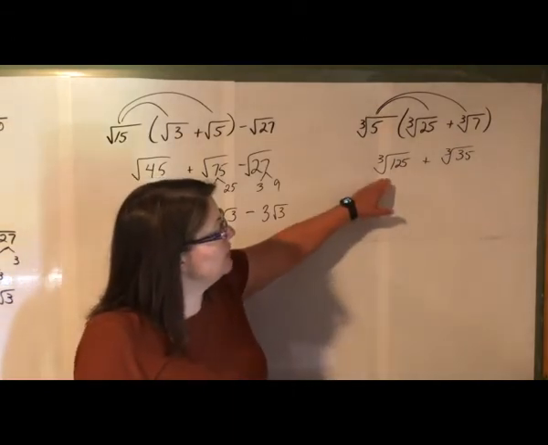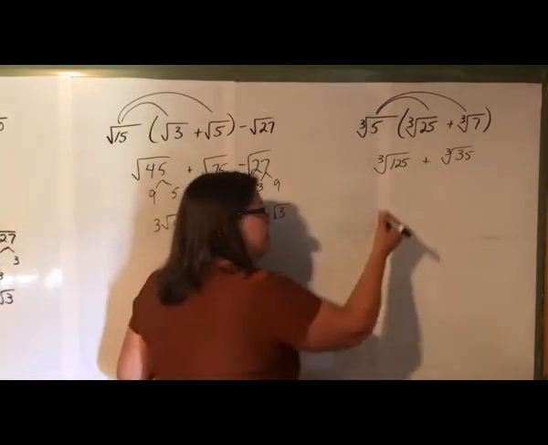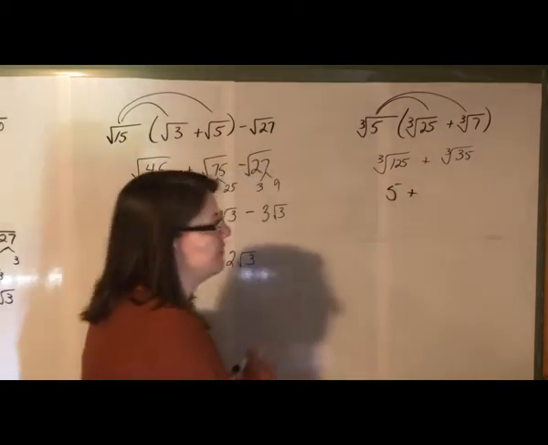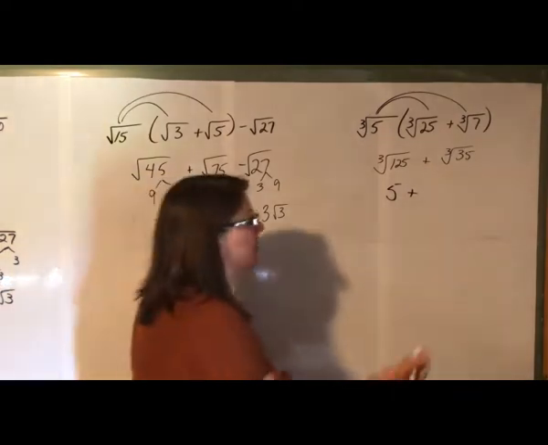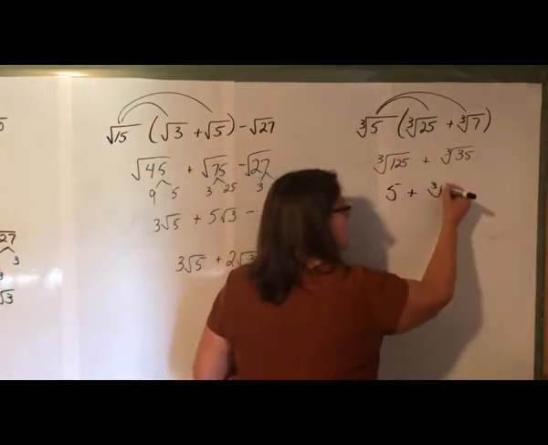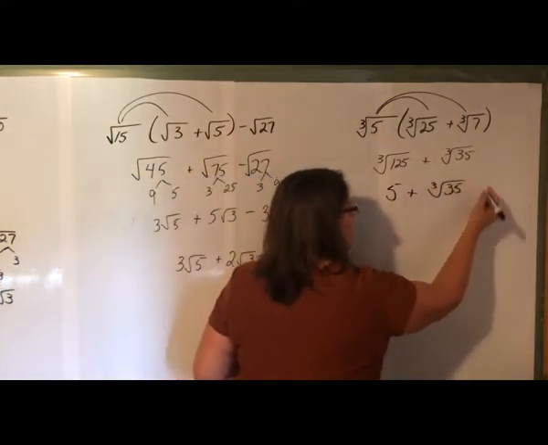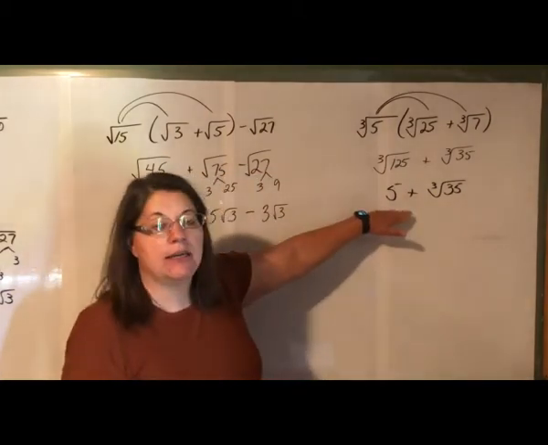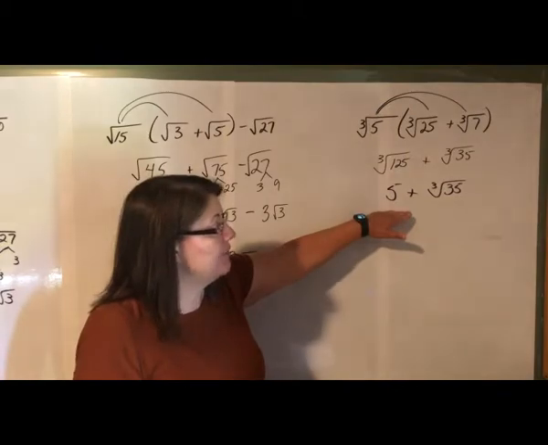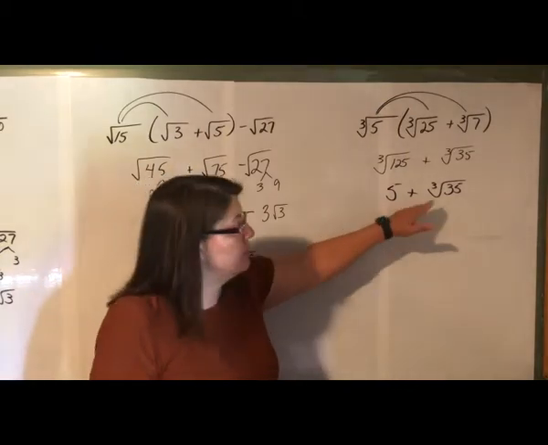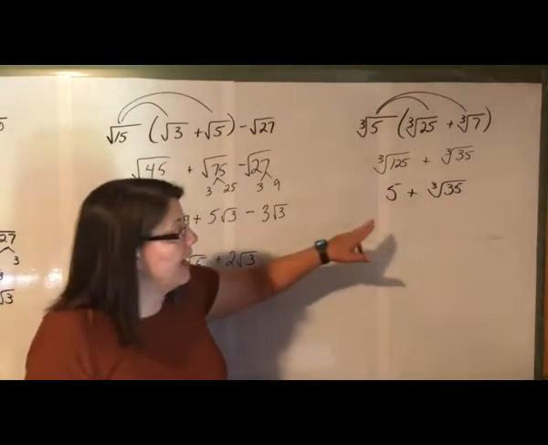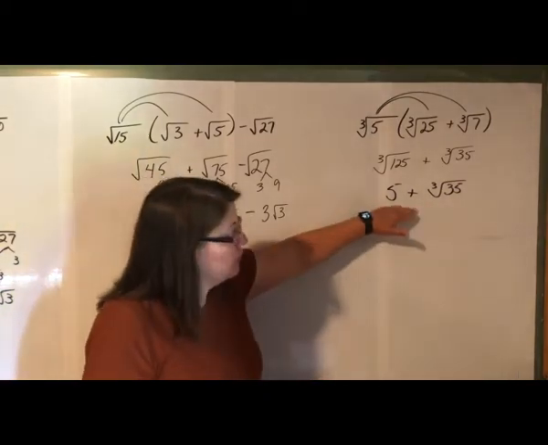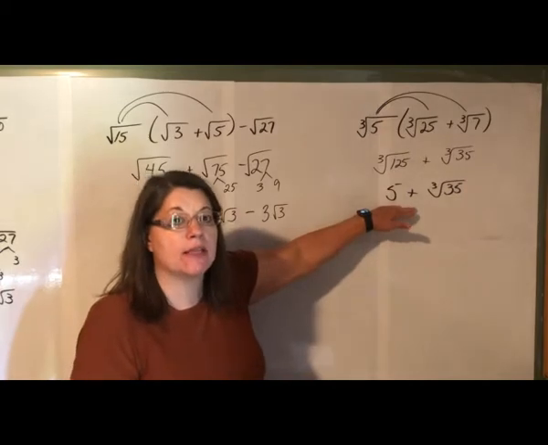The cube root of 125 is 5. The cube root of 35 is 5 times 7. It won't break down anymore. Nothing comes out. So that's going to come down as my answer. Understand, that is my answer. It is not the same thing as 5 cube root of 35. I cannot just put those two things together. 5 cube root of 35 means 5 times cube root of 35. 5 plus cube root of 35 has to have the plus in the middle.